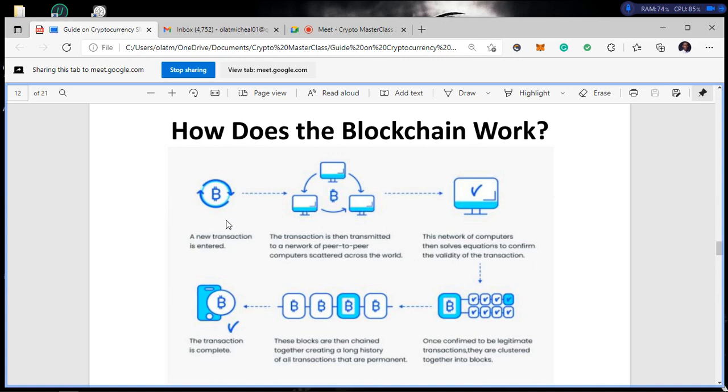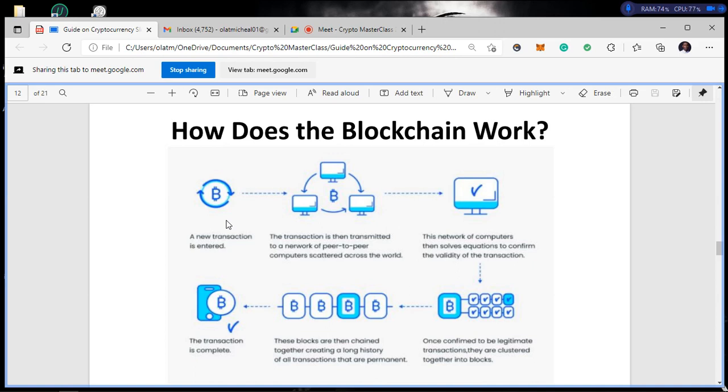Once confirmed to be legitimate, the transactions are clustered together into a block. And when you see something is clustered, that means they are joined together, they are interwoven. You can't separate them because they are clustered. Now, these blocks are then chained together. When something is chained, that means they are tied together. These blocks are chained together, creating a long history of all transactions that are permanent. That's why we call it blockchain.